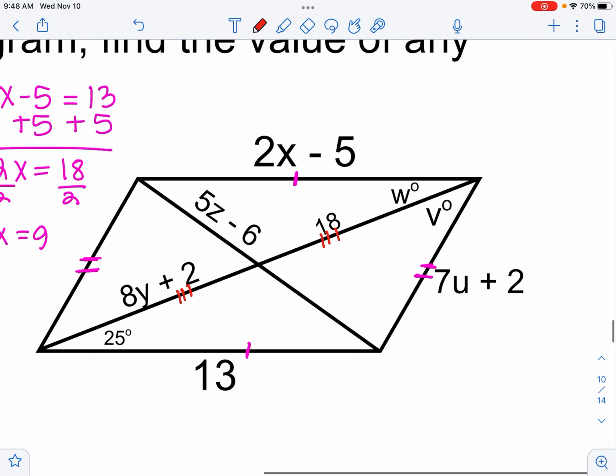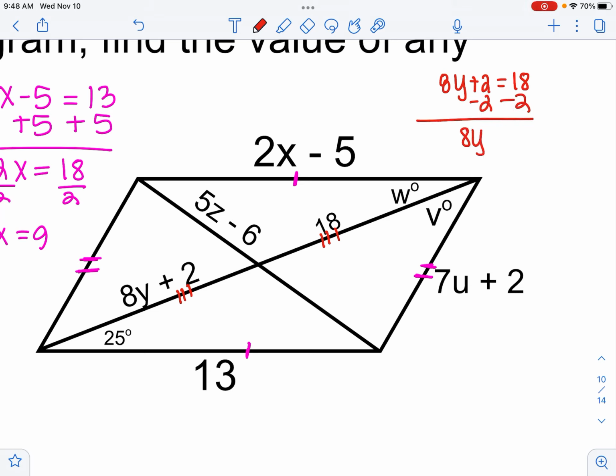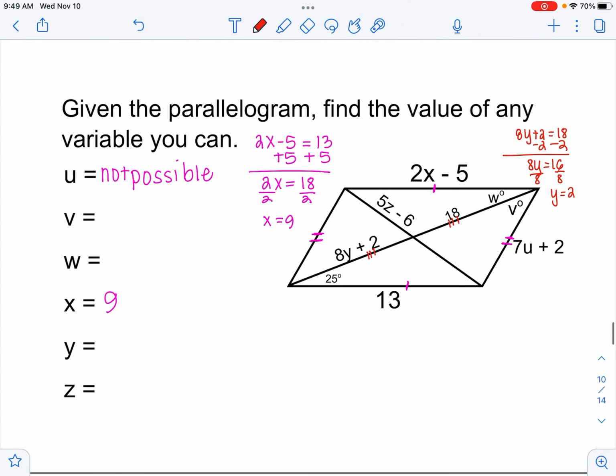That means I can solve for y because I know 8y plus 2 is equal to 18. I'm going to subtract 2 from both sides. 8y is equal to 16. Divide by 8, y is equal to 2. All right, so now we know y is 2.